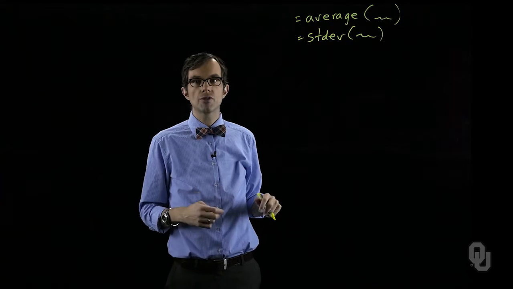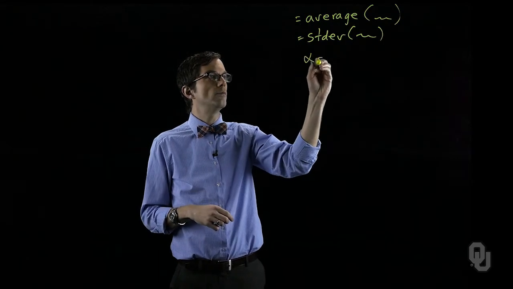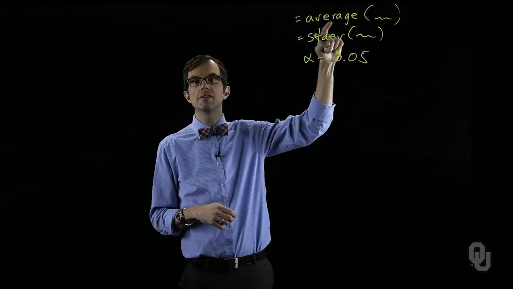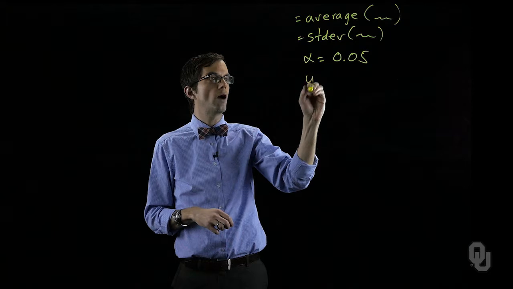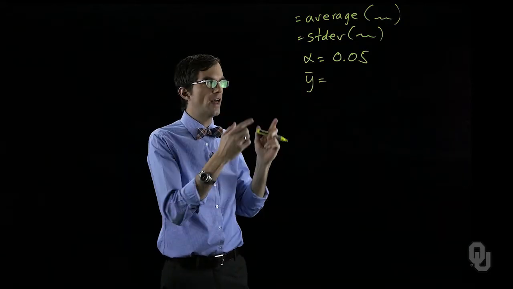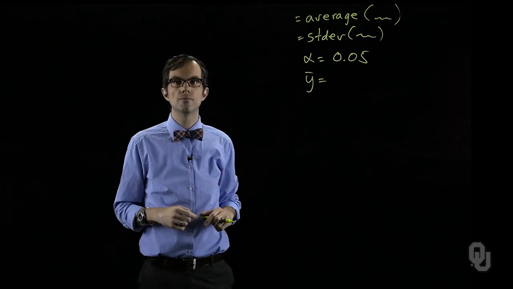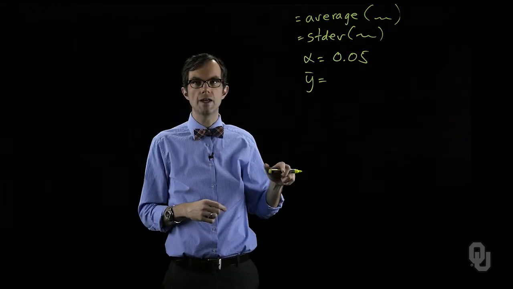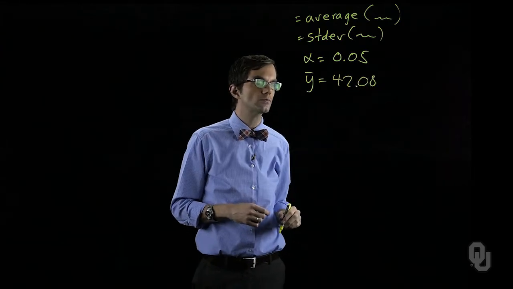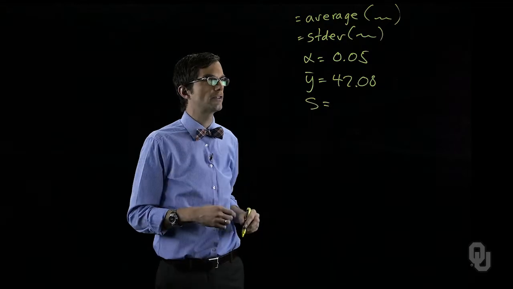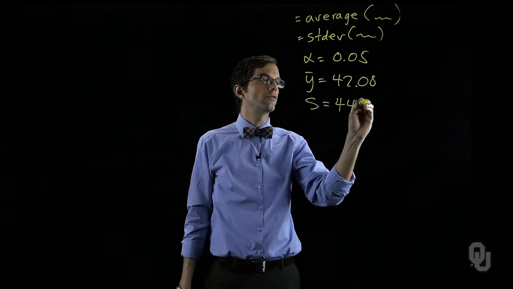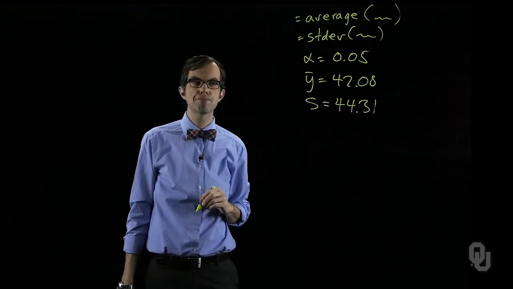So we want a 95% confidence interval. Therefore, alpha must be 0.05. Whenever we implement this average function, what is it we get for y bar? Our sample mean, the sample of those 38 observations. What is the mean duration? We get 42.08 hours. What's the sample standard deviation from this standard deviation function? We get 44.31 hours.